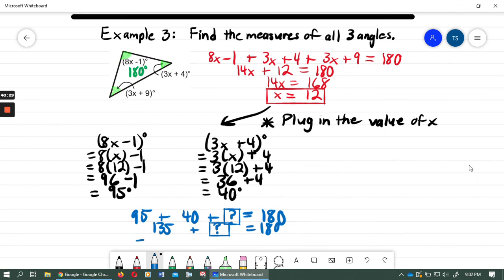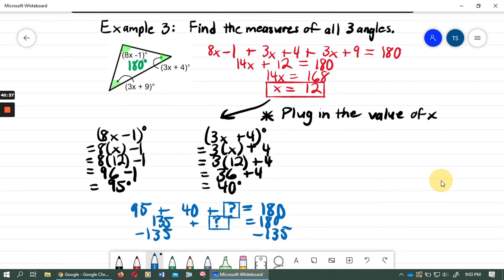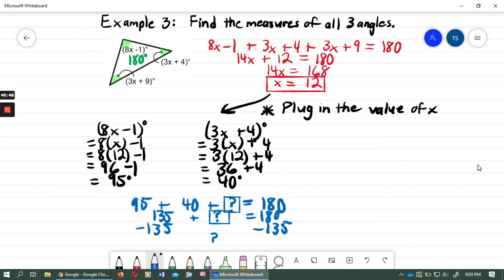Anyway, when we subtract 135 from both sides of the equation, we end up getting this question mark, this unknown value for the third angle measurement here. This unknown value right here has to be 45 degrees for that third angle measurement.